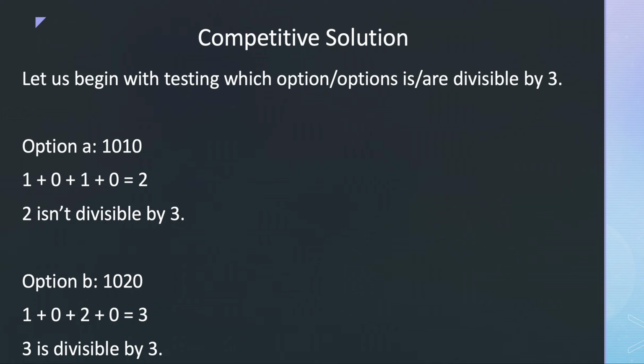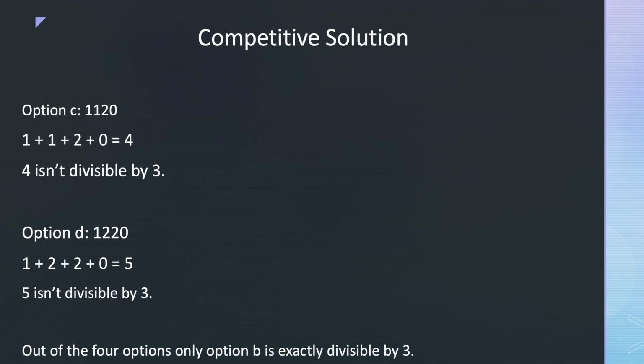So now let's begin with testing which options are divisible by 3. Option A, the sum of the digits is 2 and 2 is indivisible by 3. Option B, the sum of the digits is 3 and 3 is divisible by 3. Option C, the sum of the digits is 4 and 4 is indivisible by 3. Option D, the sum of the digits is 5 and 5 is not divisible by 3 again. So out of the 4 options, only option B is exactly divisible by 3.